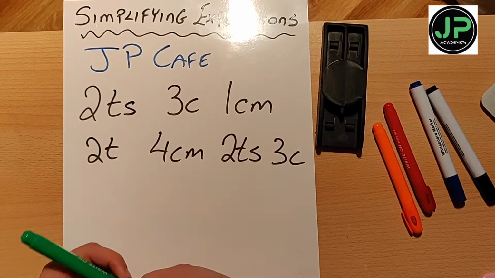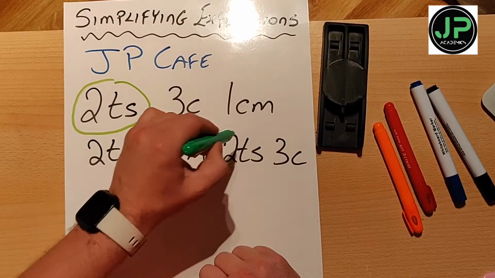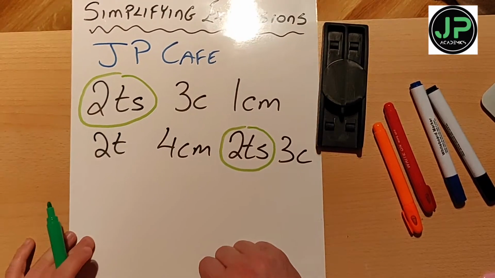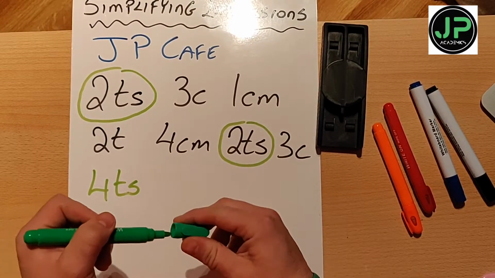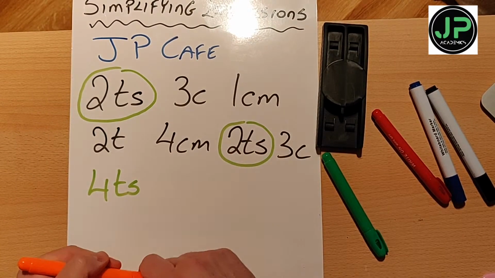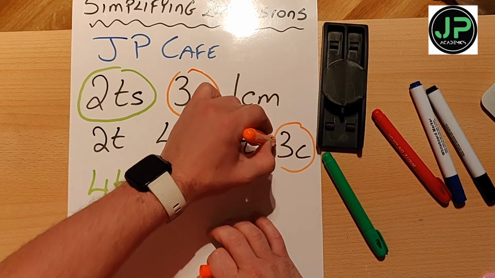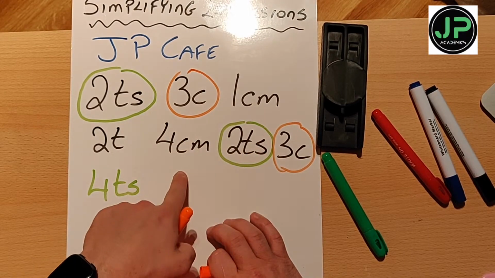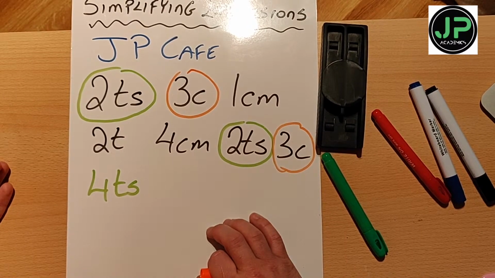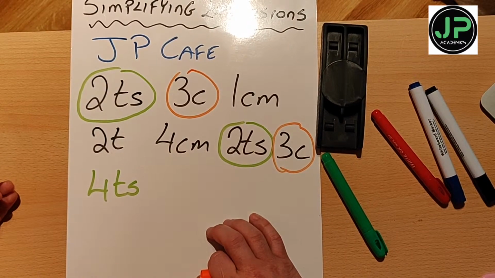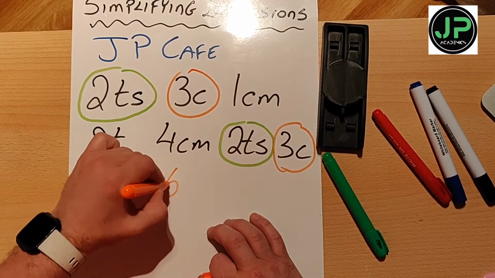So in this case, we're going to use green for TS. I'll put that together. We have 4 teas with sugar. The next colour, using orange, we'll see how many coffees we have. There's 1 coffee here. There's 1 coffee here. Now, there is coffee here and here, but they have milk, so they're not the same. They're not like terms. They're very, very similar, but they're not like terms. So we can put them together. So 3 coffees there and 3 coffees there is plus 6 coffees.